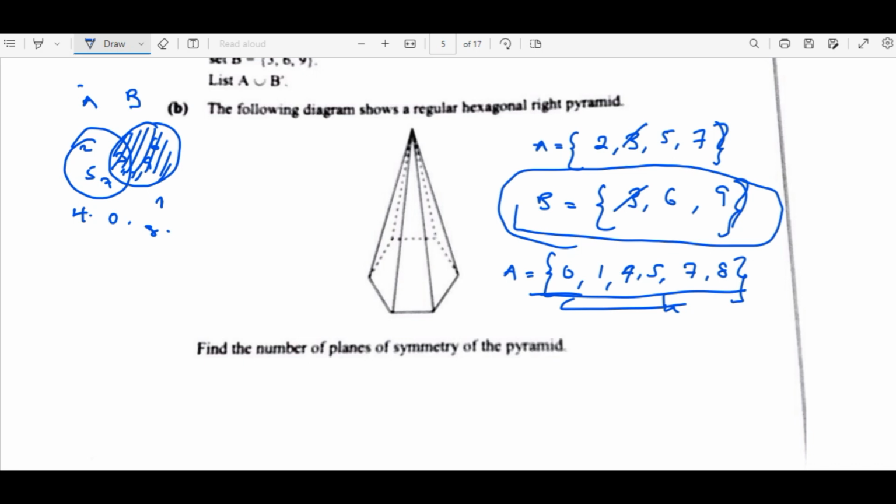When you look at the hexagon, that is a 6-sided shape. In this case you can count: 1, 2, 3, 4, 5, and 6. So how many lines of symmetry can we have? It is 6. So you can write 6 planes of symmetry.